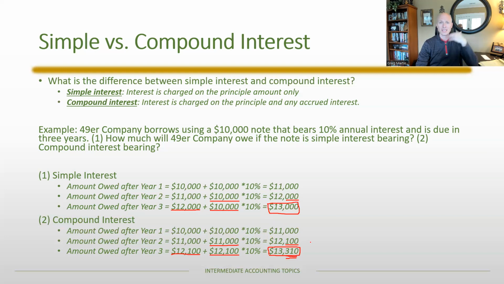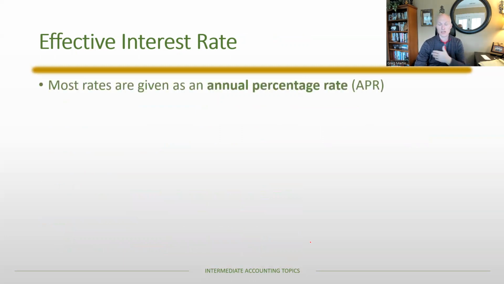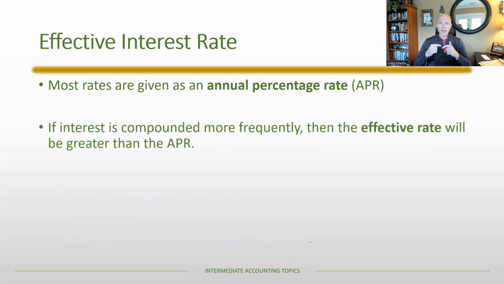It's really all about the interest on the interest, and that accelerates the way the money grows, whether you owe it or whether it's owed to you. That gets us to this idea of an effective interest rate. Most rates, when you see them in this class or any other setting, are going to be an annual percentage rate. And what you're going to start to see is that as interest is compounded more frequently, that's going to change the effective rate.